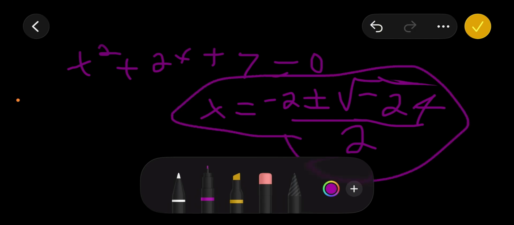So guys, what we learned through the video is how to solve quadratic equations using the quadratic formula and what a, b, and c mean. I hope you guys understand.